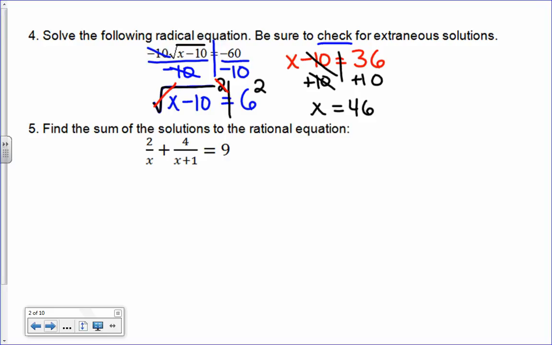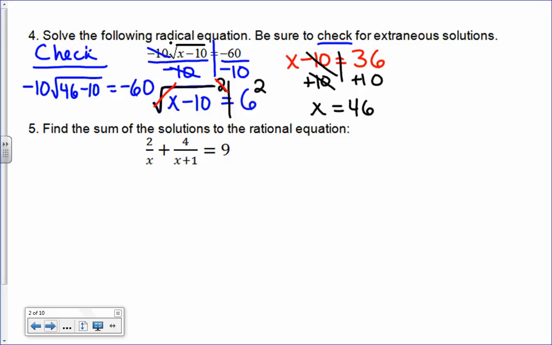So before we go circling that 46 as the answer, we want to make sure that it's true. So we're going to check that answer. We're going to take the original equation right up here, and we're going to plug 46 in for x. So I'm going to come over here and write check. I've got negative 10 times the square root of x minus 10. So I'm going to put 46 minus 10, equals negative 60.